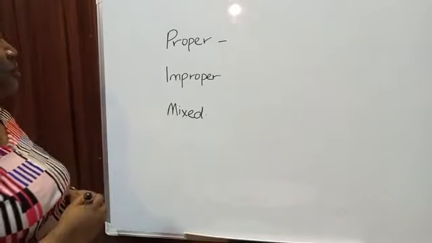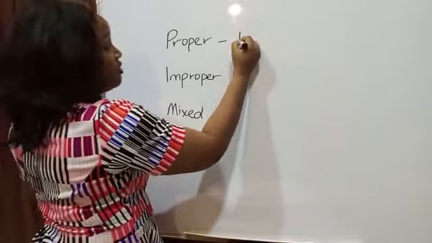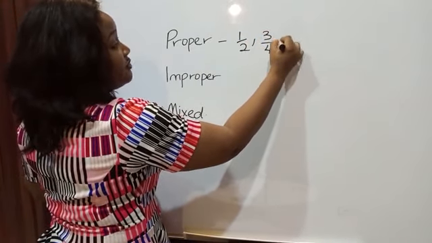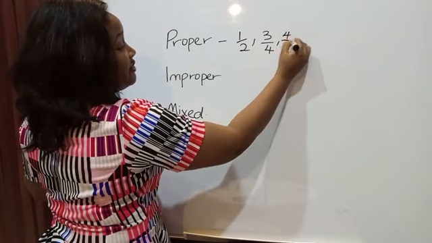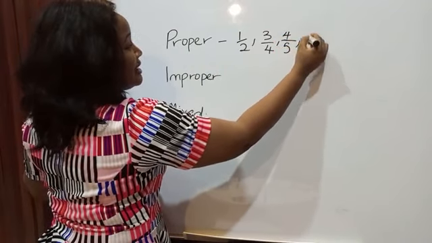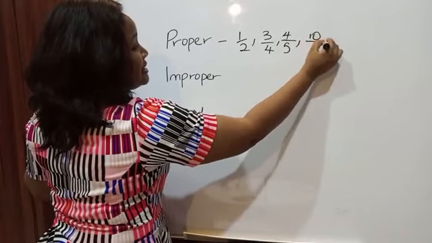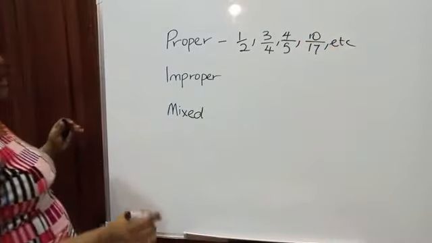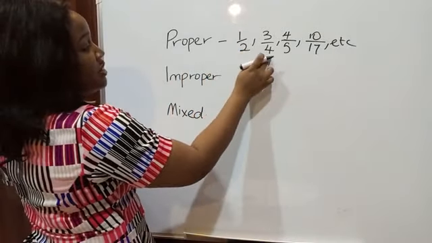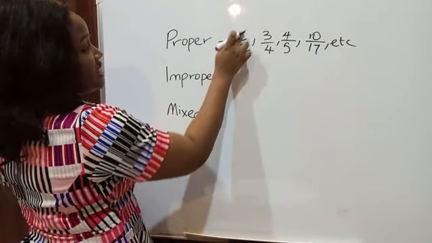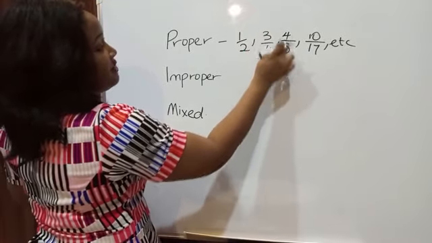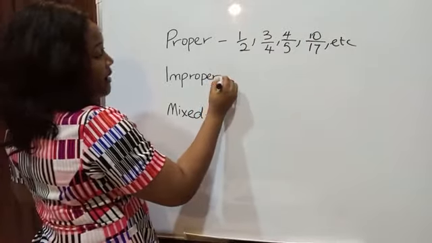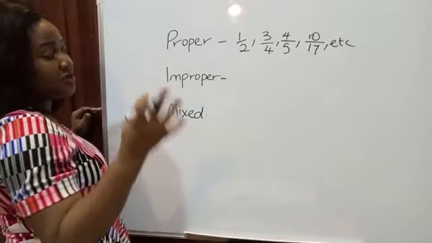So examples of proper fractions: 1 over 2, we have 3 over 4, we have 4 over 5, we have 10 over 17, etc. Okay? As you can see, the denominators are greater than the numerator. 2 is greater than 1, 4 is greater than 3, 5 is greater than 4, 17 is greater than 10. Okay? But for the improper, we have the numerator being greater this time.